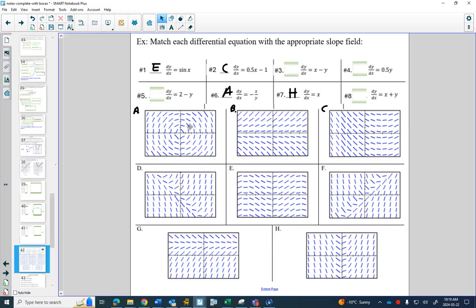Look at E, C, and H, and see what they have in common when there's no y. How many people think they see a pattern? Couple? We'll keep looking for a bit. Let's see if you can see a pattern that happens when there's no y.